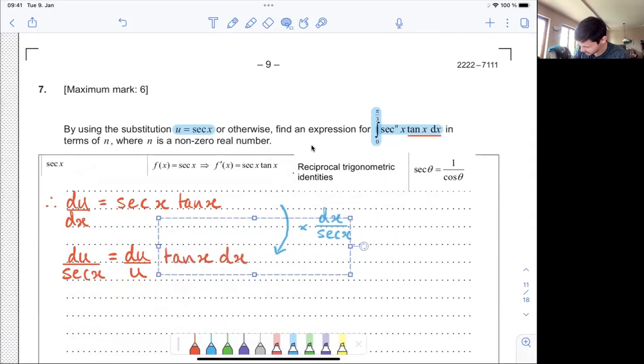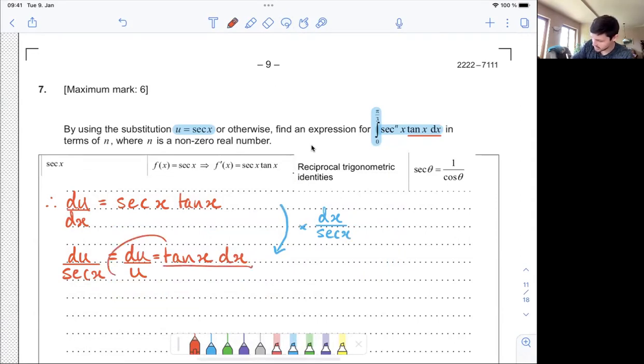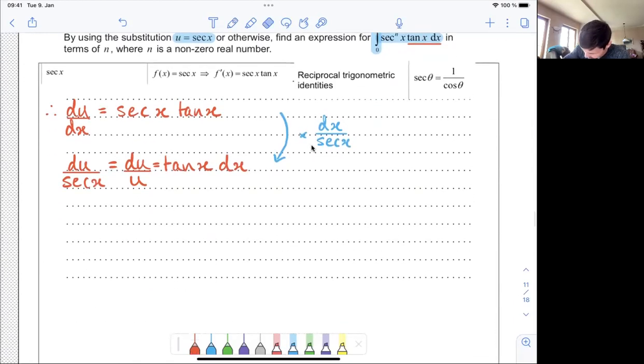Okay, so now we have an expression for du divided by u, and that equals tan x dx. So we can swap in this du over u for tan x dx and then make our u substitution. That's going to look a little bit like this. All right, so let's go for it. It's going to be u to the power of n divided by u and then du.